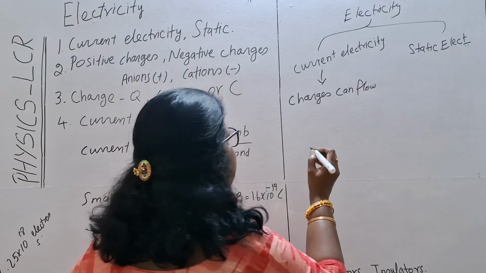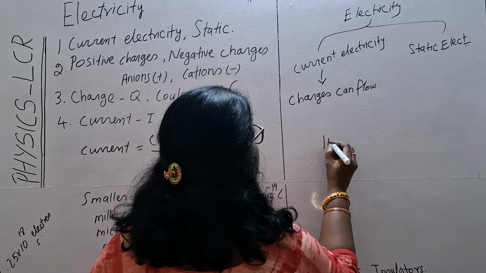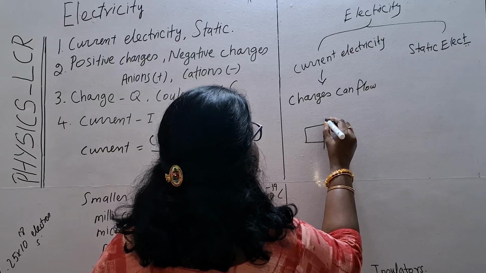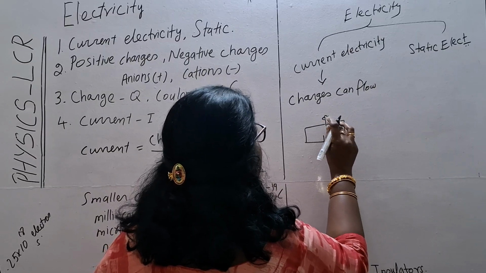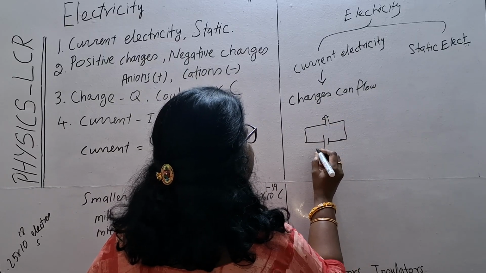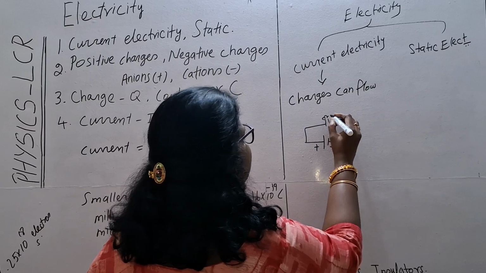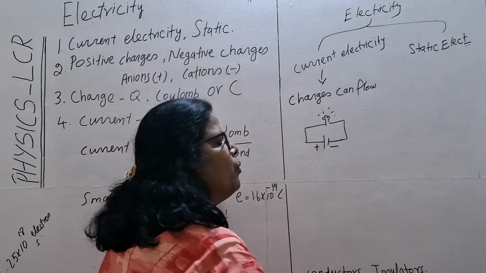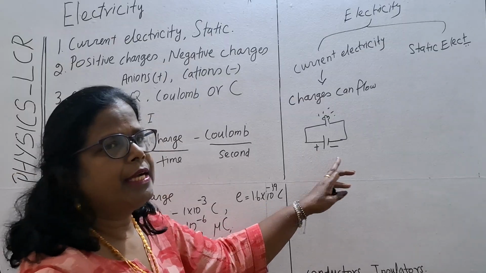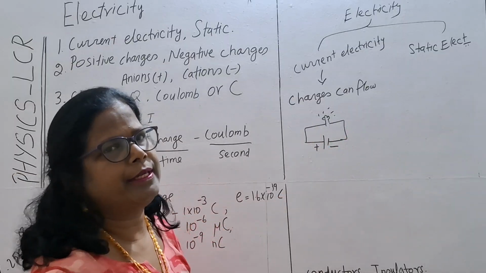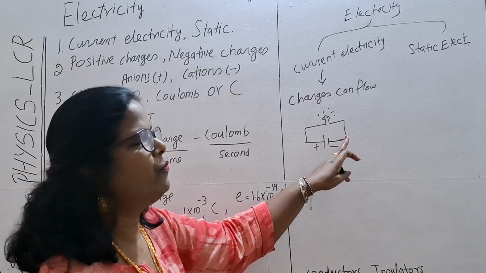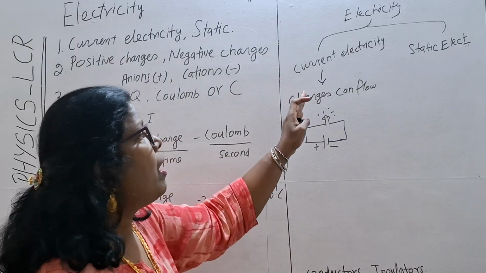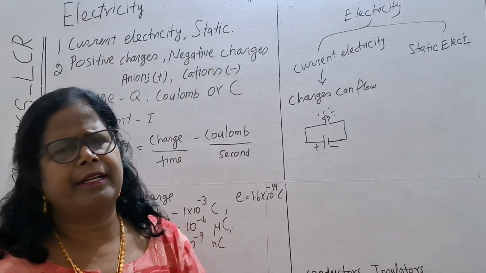A simple example: you take one battery and one bulb, and it is connected. There is a positive terminal and a negative terminal, a wire is given and connected, and the bulb is going to glow. So here charges flow from one terminal to another terminal.